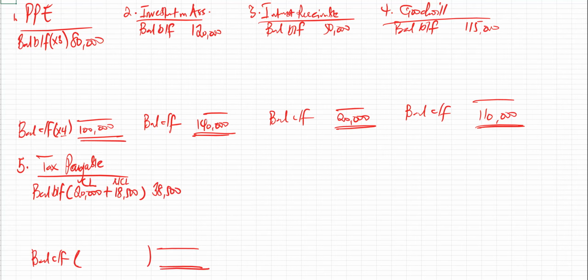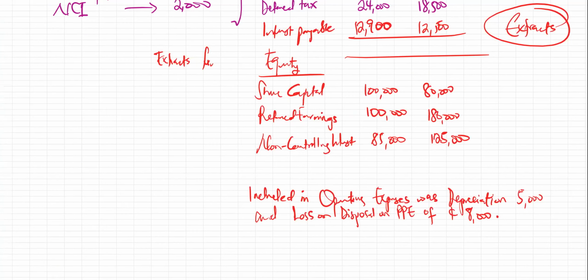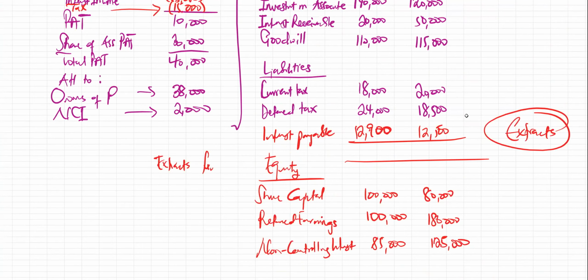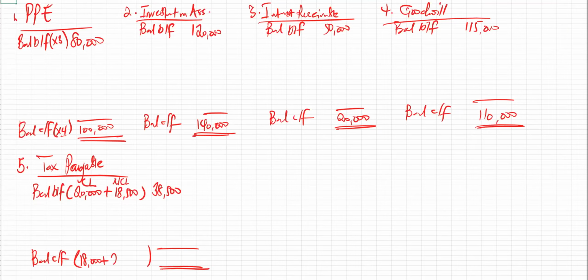So what do we have? 18,000 and 24,000. The deferred tax went up, so plus 24,000. And that's how much? That's 42,000.